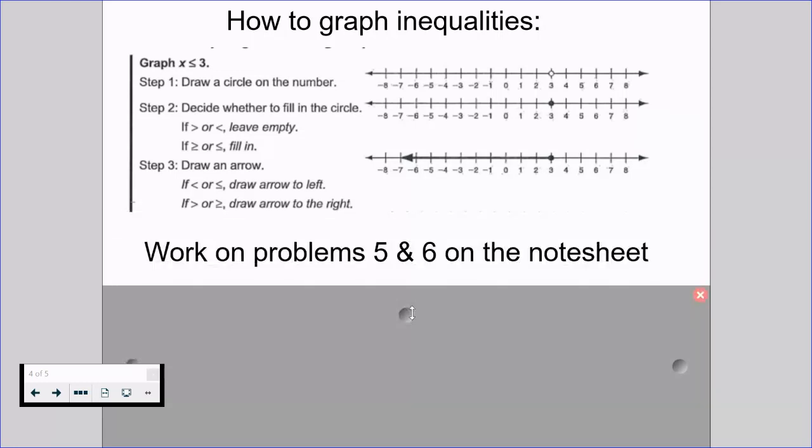So with this, please work on problems 5 and 6 that are on the note sheet and resume when you are ready to move forward.